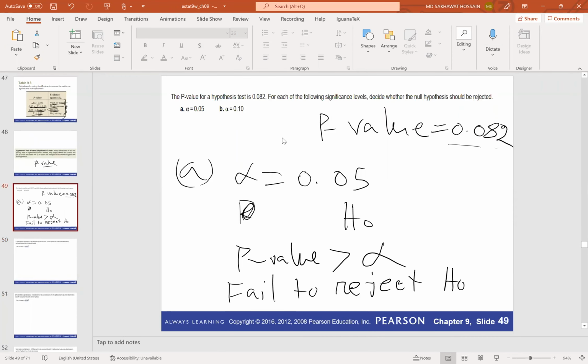And in part B, the alpha is 0.10. So in this case, the p-value is less than alpha. That means in part B, we reject the null hypothesis. We reject the null in part B because the p-value is less than alpha.